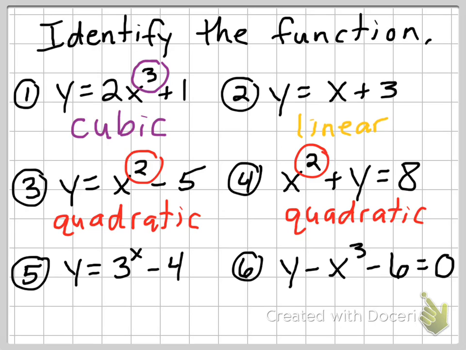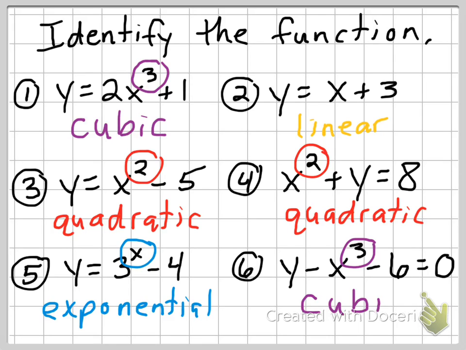Okay, now looking at number 5, what do we see here? Well, this time I see the x as an exponent. That tells me that this must be exponential because the variable's in the exponent, so that means that this is an exponential function. Okay, and then looking at number 6, again, this doesn't quite look like a normal equation, but I see an x to the third power, so that means that this equation is for a cubic function. Okay, so it's as easy as that.